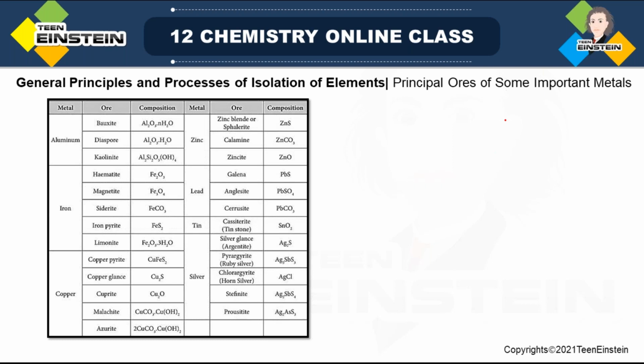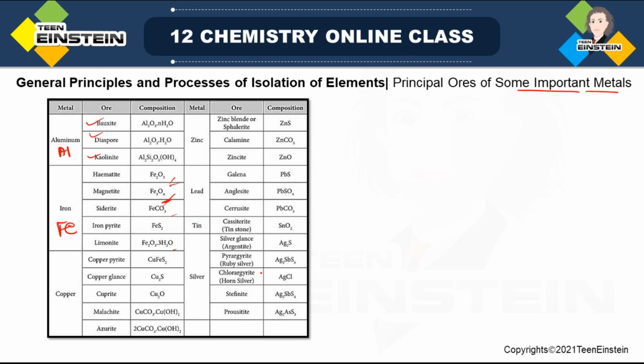Now, some principal ores of some important metals. We will focus only on those metals whose applications are very high. When it is aluminium, different types of ores are present, but mainly bauxite is used for extraction. Then we have iron: hematite and magnetite are both oxides, but magnetite is a mixed oxide, a mixture of FeO and Fe2O3, while hematite is purely Fe2O3. Then siderite, iron pyrite, limonite. Why have I presented this table? Because you may get questions related to it.